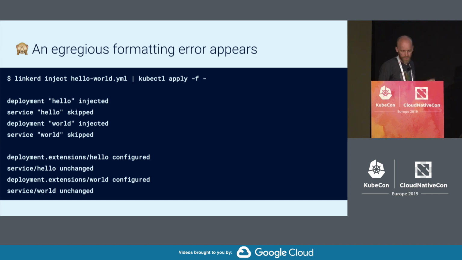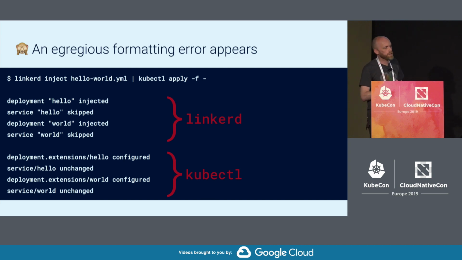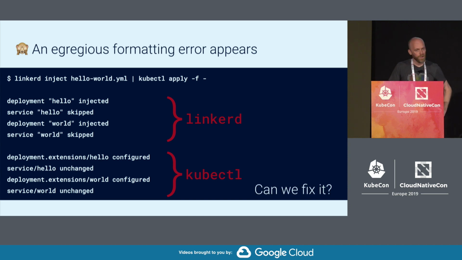And you can see here that the first 4 lines of output come from Linkerd, and the second 4 lines of output come from kubectl, and they do not look the same. This is the kind of thing that drives me crazy. Why is it that kubectl prints deployment.extensions/hello, whereas Linkerd prints deployment "hello" in quotes? Clearly there's code somewhere in the domain of kubectl that mashes these strings together in some way, and we're not doing it the same way. But we probably could if we could just find the code that does that. So that's what I set out to do one day, to see if we can fix it.